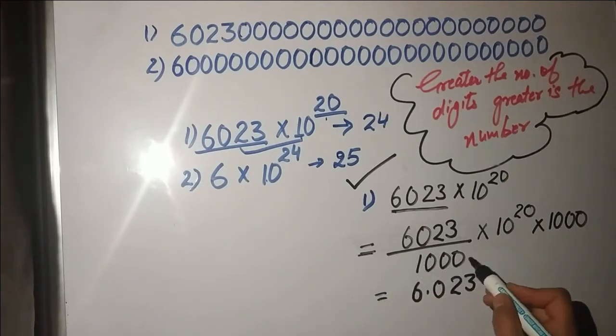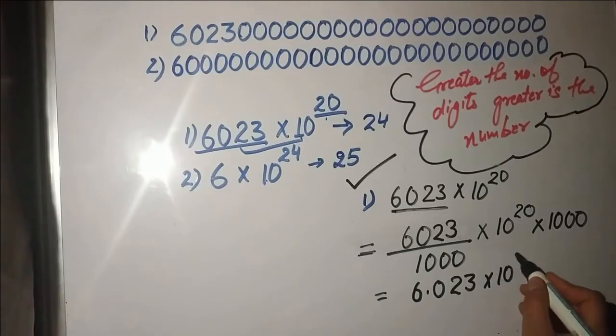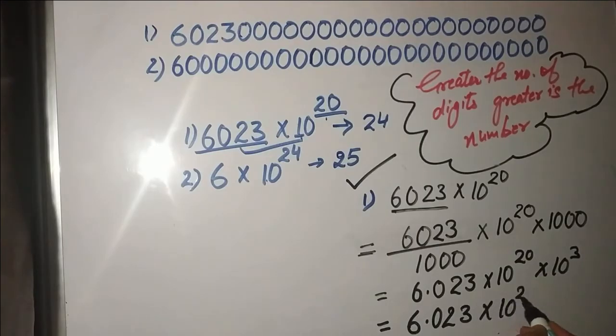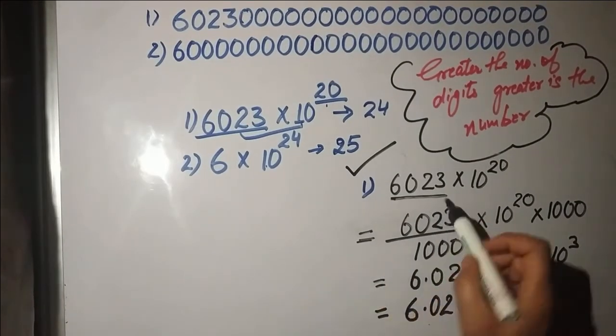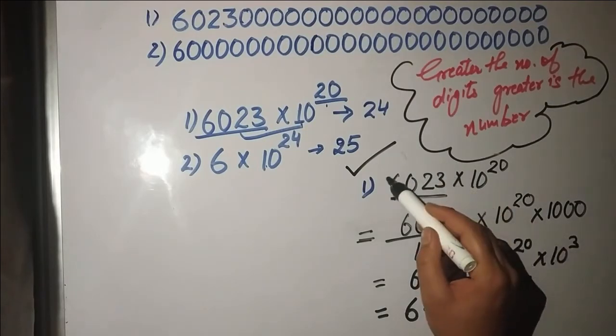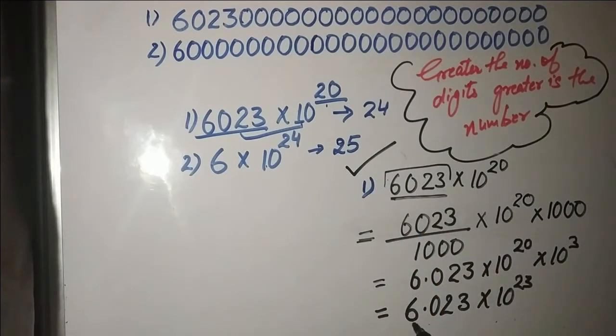For some purpose I wrote this, and to counterbalance it I wrote this. So this got sorted like this, and this one is 10 raised to power 20 into 10 raised to power 3, which is 6.023 into 10 raised to power 23. So what did I do? I reduced a 4-digit number into a 1-digit number. We can say it's a 1-digit number only, no?